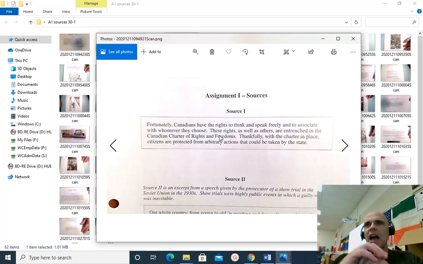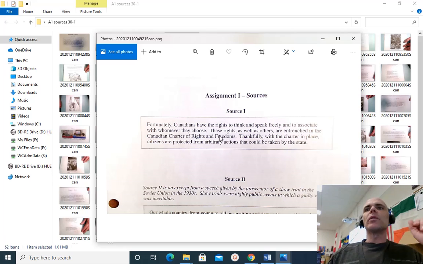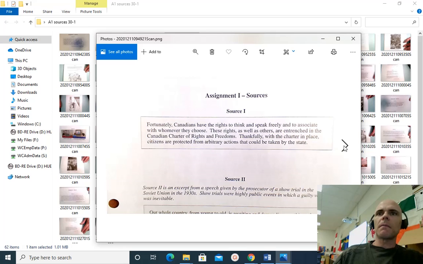Fortunately, Canadians have the right to think and speak freely and to associate with whomever they choose. These rights, as well as others, are entrenched in the Canadian Charter of Rights and Freedoms. Thankfully, with the Charter in place, citizens are protected from arbitrary actions that could be taken by the state. I'm going to use that source, by the way, in Social 9 when I talk about the Charter, in Social 10 when I talk about human rights, and in 20 when I talk about human rights, so that by the time we get to 30, they're very comfortable with the language and the presentation of sources.